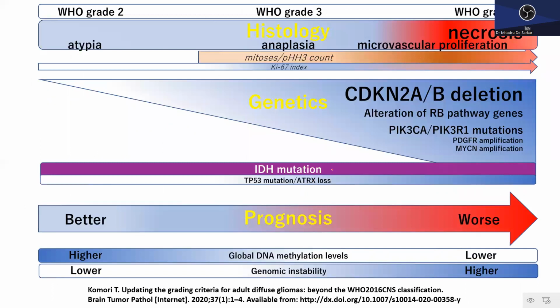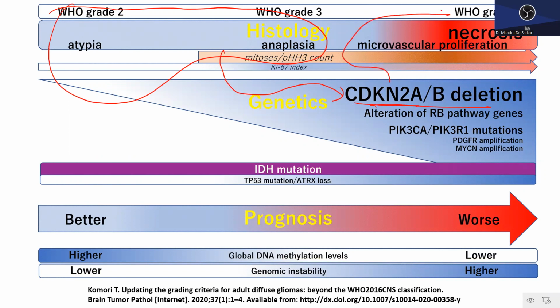So the importance of the presence of this CDKN2A and 2B deletion is that you might have an IDH mutated glioma which looks morphologically like WHO grade 2 or grade 3. But if you were to do NGS or FISH, and come across this particular finding, your diagnosis would change to a WHO grade 4, irrespective of whether you have the standard histological features of necrosis or microvascular proliferation.